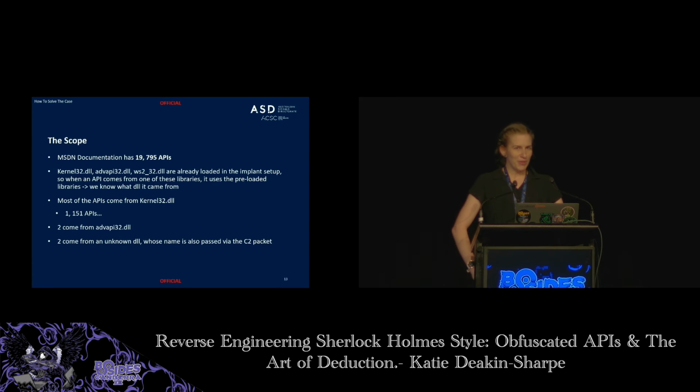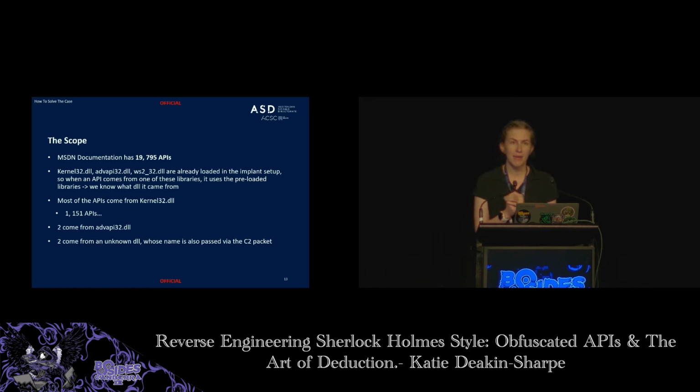At the time I wrote this presentation, the Microsoft documentation listed 19,795 APIs. But we do have an advantage. A couple of the DLLs were preloaded as part of the implant setup phase. And where an API came from one of those DLLs, it would directly reference that preloaded handle. So in most cases, we know which DLL the APIs come from. Most of them were from kernel32.dll. That did still leave nearly 1,100 APIs to choose from.